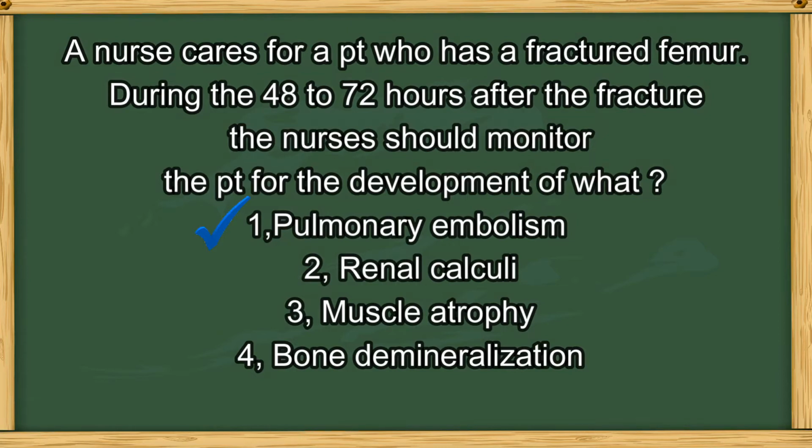The answer is option 1. Pressure on bone marrow can mobilize fatty acids and lead to the development of fat globules in the bloodstream. Those fat globules travel to the lung and become large, causing the pulmonary symptoms. The rest of those options, like renal calculi, muscle atrophy, or bone demineralization, are all potential complications of immobility. However, they will develop much later than 3 days after the fracture.